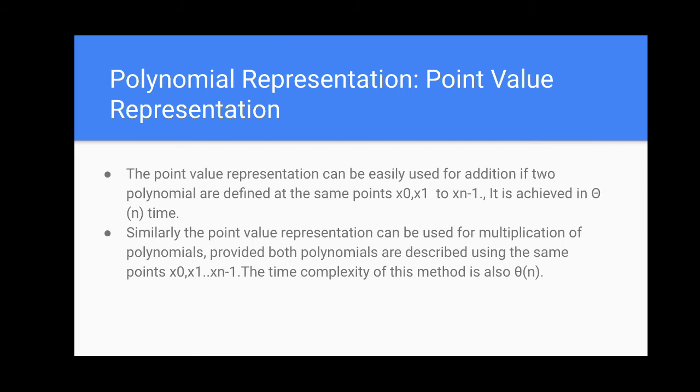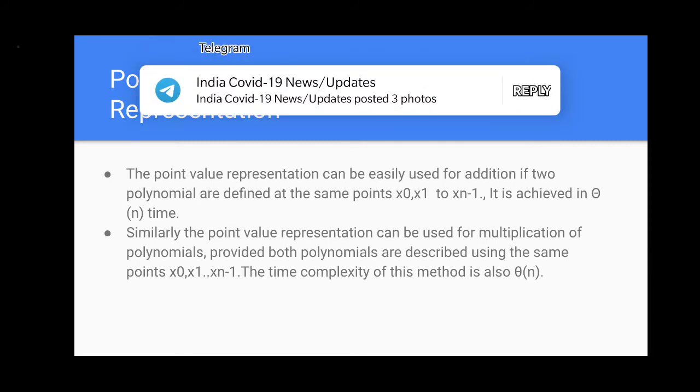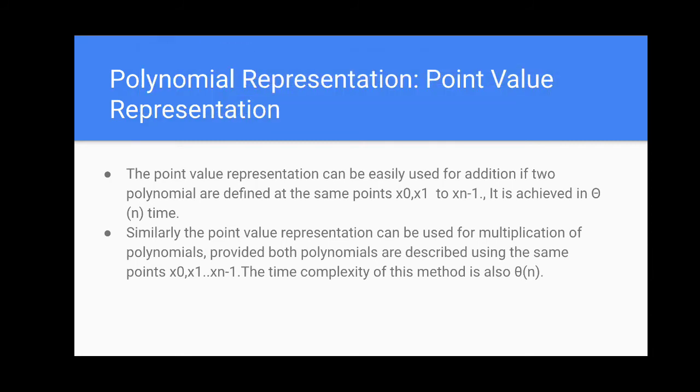The point value representation can easily be used for addition if two polynomials are defined at the same points x0 to xn minus 1, and it is achieved in theta of n time. Similarly, the point value representation can be used for multiplication of polynomials, provided both polynomials are described using the same points x0 to xn minus 1, and the time complexity of this is also theta of n.